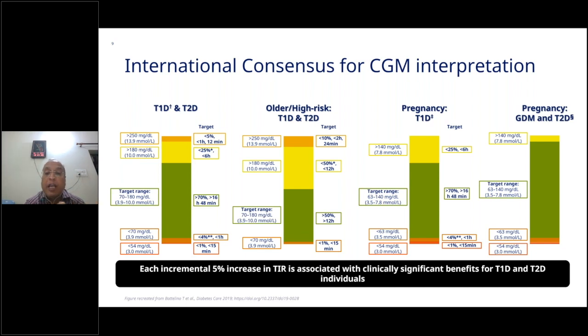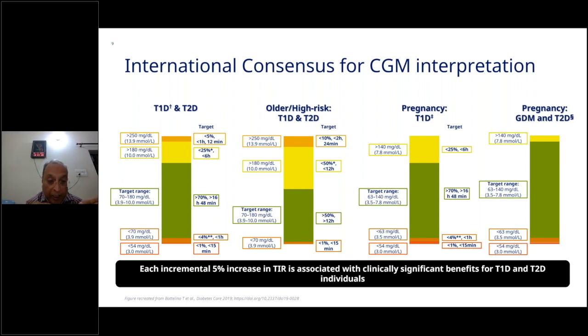In pregnancy, again, our target for TIR is more than 70%, time below range less than 4%. It is similar to type 1 and type 2. When we see GDM, pregnancy and type 2, then if we see time in range, it is significantly different in contrast to other patients. So again, there are individualized time in range targets, and this is from the international consensus statement published in Diabetes Care in 2019.